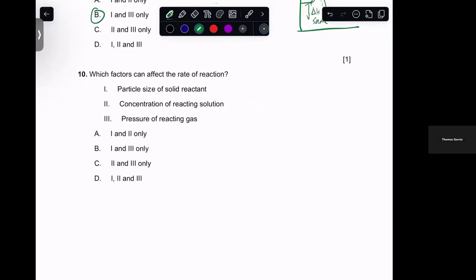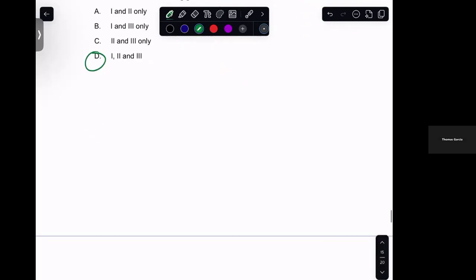All right. 10. Which factors affect the rate of the reaction? We know particle size does because we've been talking about it over and over, because that's surface area. We know concentration does because concentration of a reaction has how many particles are existing. Now, pressure of reacting gas, that does. The pressure tells you how fast they're going to be moving and how compacted they are. Remember, pressure is this idea of a lot of particles in a little space. And so a higher pressure is going to have more collisions, while a lower pressure will have less. And therefore, our answer must be D.